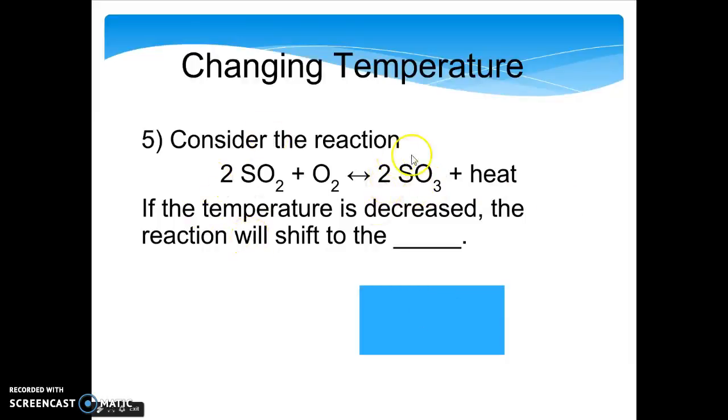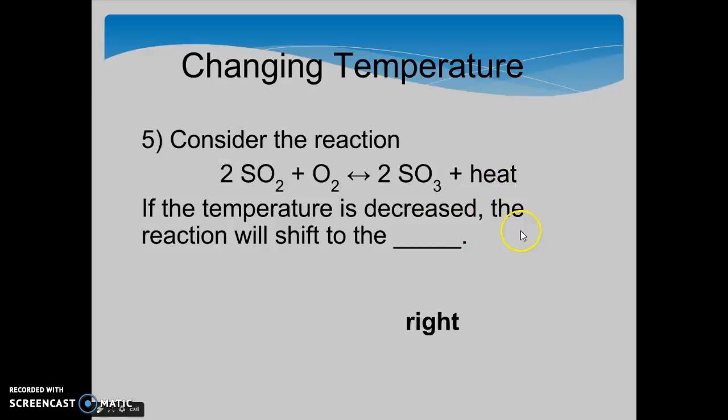So this first one, notice heat's over here as a product. And so if I decrease the temperature, it's like I'm removing heat. You can think of this the same exact way you thought of concentration. So if I remove heat, it's going to shift towards the right to fill that void. So it's going to shift to the right to fill the fact that heat was removed from the system.